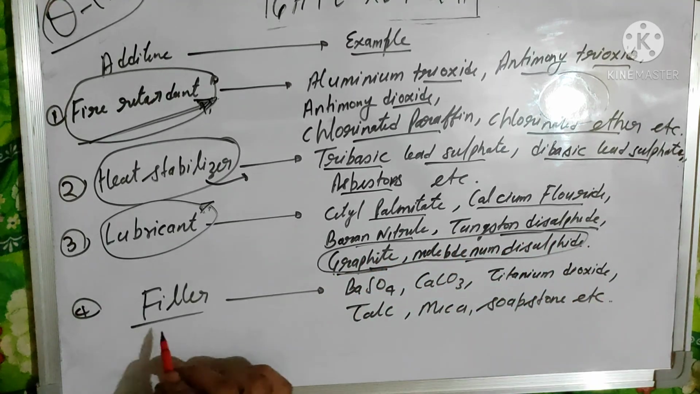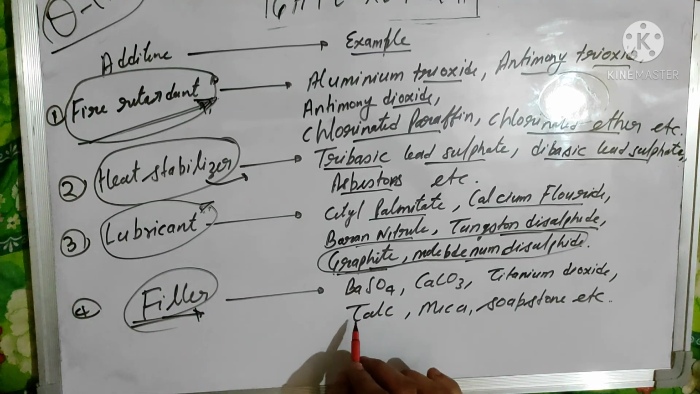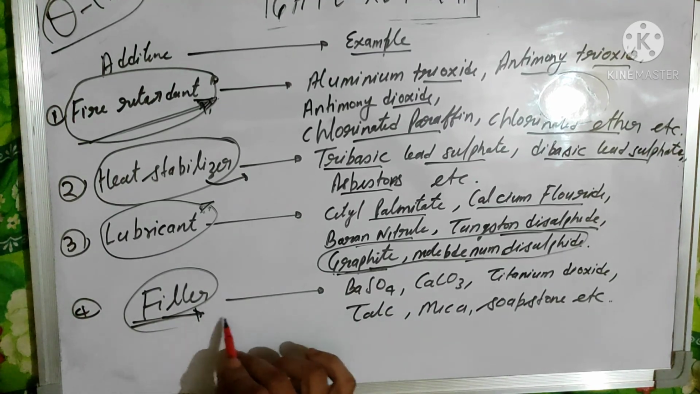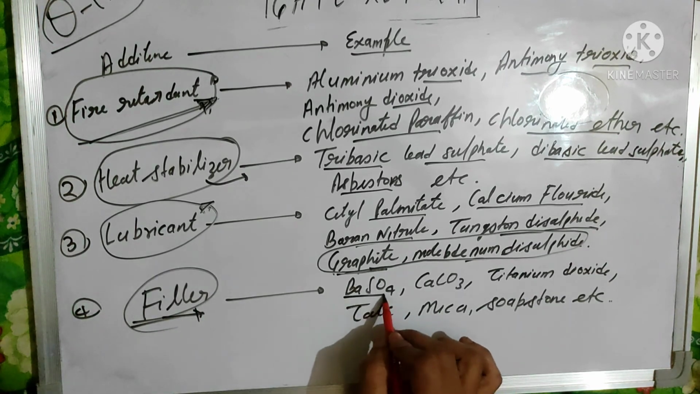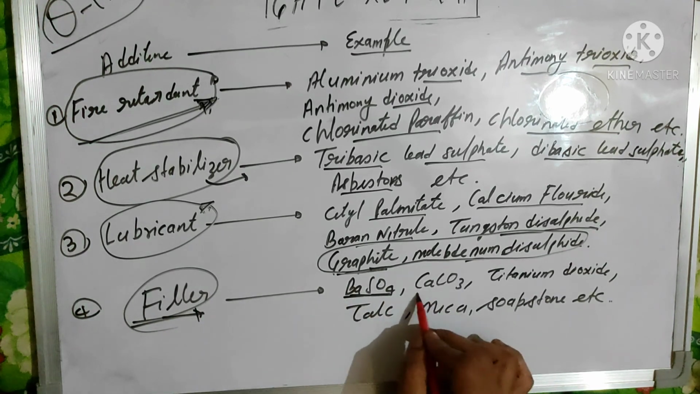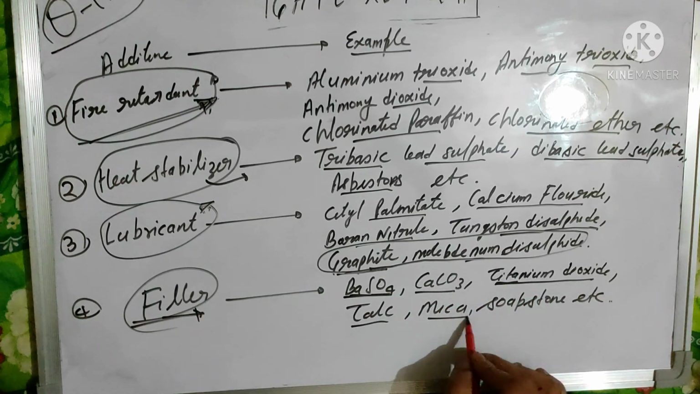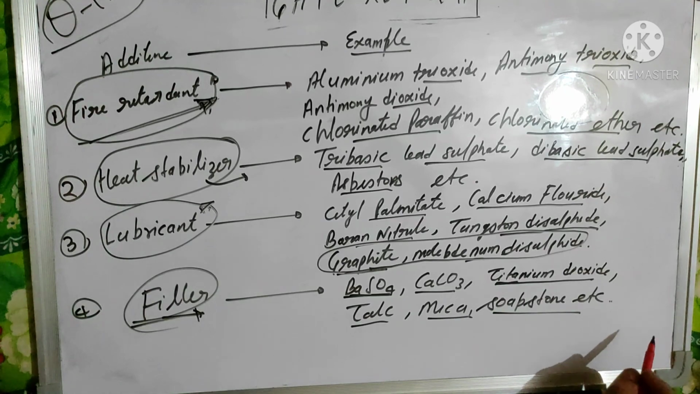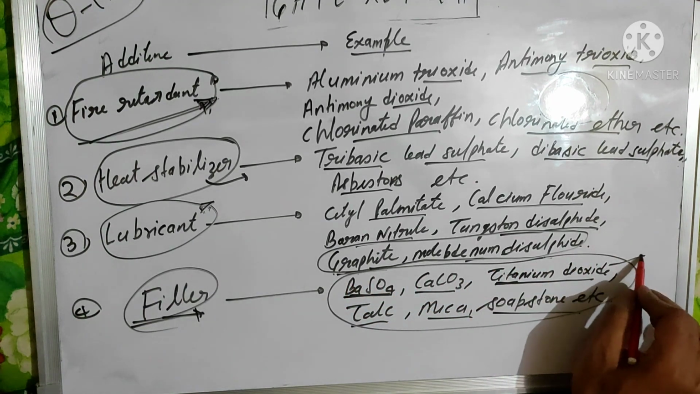and so on. Filler. The main use of the filler is to reduce the cost of the polymeric materials. Some major examples of the filler: barium sulfate, calcium carbonate, titanium dioxide, talc, mica, and soapstone, and so on. These are used as fillers to reduce the cost of the polymeric material.